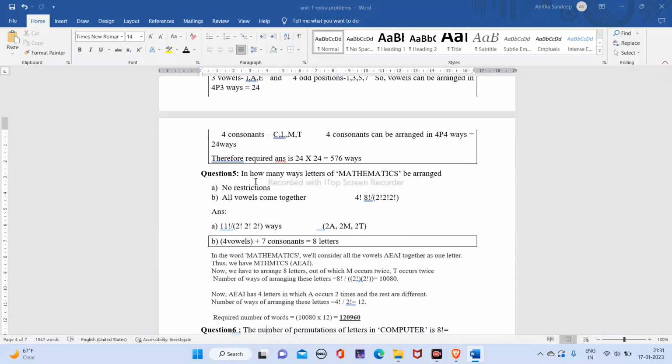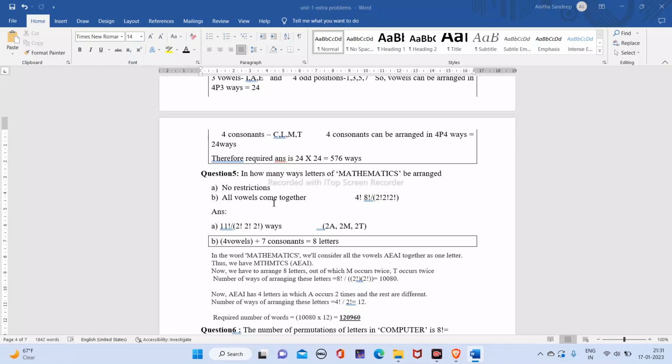Next question, in how many ways can the letters of mathematics be arranged? First one is with no restriction. Whenever there is no restriction, count the total number of alphabets, and the answer is the total number of alphabets factorial divided by the factorial of how many times each character appears. So here the answer will be 11 factorial, as there are 11 alphabets, and M occurs 2 times, so 2 factorial, T occurs 2 times, 2 factorial, and A occurs 2 times, 2 factorial, and the remaining occur a single time. So it is 11 factorial divided by 2 factorial, 2 factorial, 2 factorial.